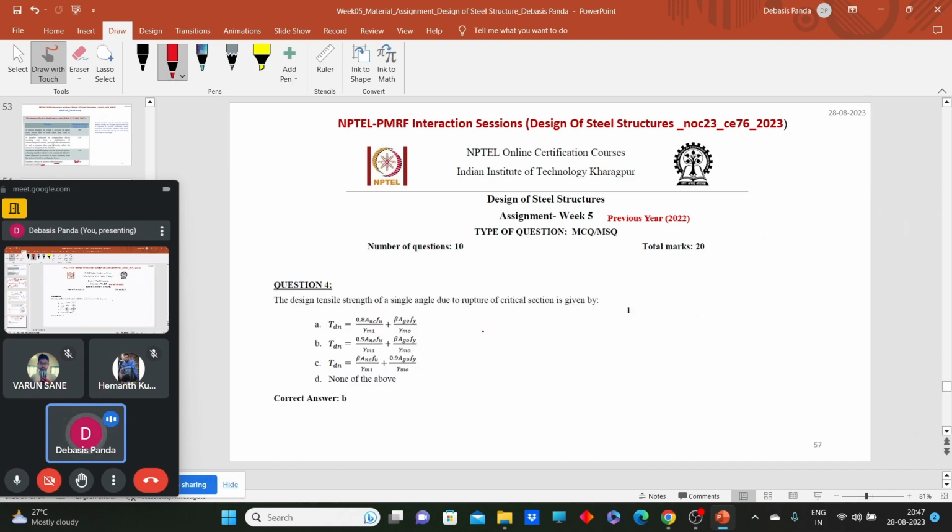Now let's come to the second question. The design tensile strength of a single angle section due to rupture of critical section. What did we see? The connected leg will reach up to ultimate strength, and the outstanding leg will reach up to the yield strength. That means we are considering the rupture at the connected leg. So look at where the rupture is considered at the connected leg, 0.9 Anc Fu, and yielding at the outstanding leg, Ag0 Fy by gamma m0, with beta A factor, which will cater to the shear lag effect, which I have discussed previously during this session. So B will be the correct answer.